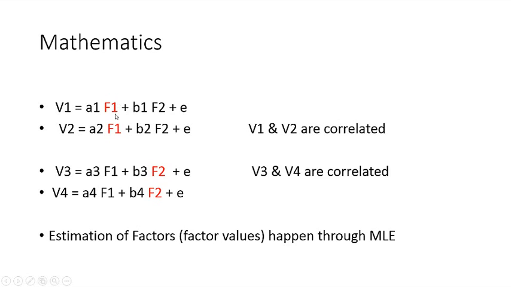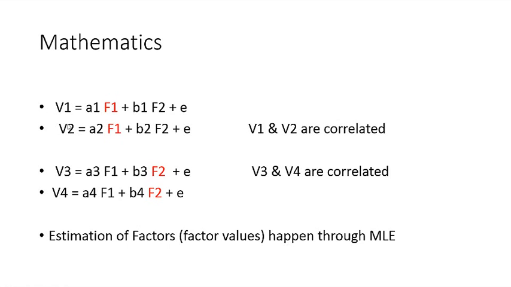But if you can see, v1 and v2 are explained by factor 1, f1. So v1 is a linear combination of f1 and f2. It's like a regression equation, where a1 is significant but b1 is not significant or very less significant. So we say that v1 is being explained by factor 1.